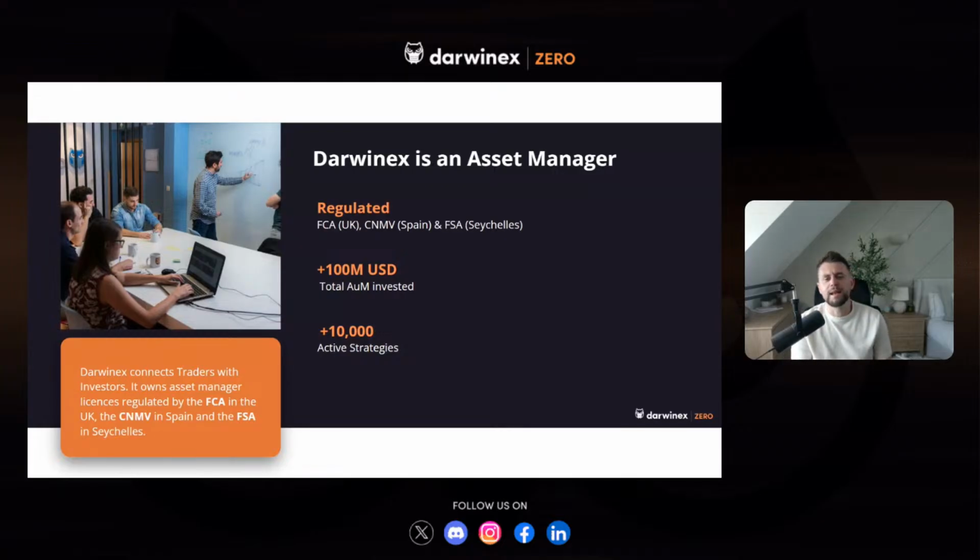We have over 100 million US dollars invested by third-party capital. I think it's roughly 109 million at the moment, by third-party investors in our platform. We also have our own investment through the Darwinex Labs prop desk, and also through the index, which is in the few million range. And we have over 10,000 active strategies on the platform on both Darwinex and Darwinex Zero. We call them strategies because some traders have multiple accounts with us and multiple strategies.